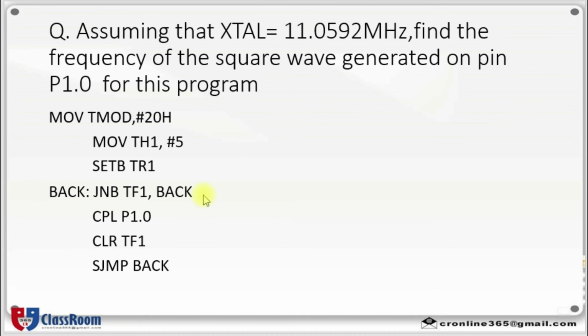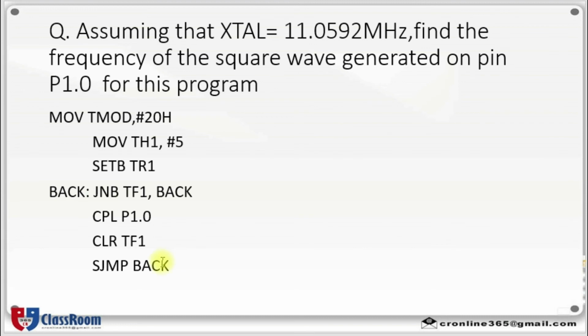Then since it is a square wave, we have to create the upper portion as well as the lower portion. So you have to use the instruction CPL P1.0, since we want to create a square wave at this pin, port 1, 0th pin. CPL P1.0 complements the upper and lower portion. Then since this TF flag is raised, we have to clear the TF flag for the next round of operation. Then you have to go back to this step only, because mode 2 is an auto reload mode. It will reload values automatically.